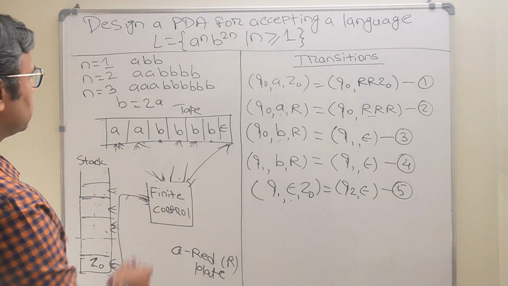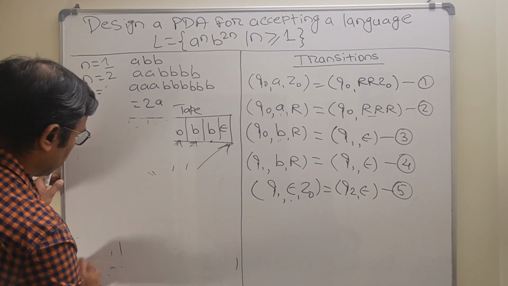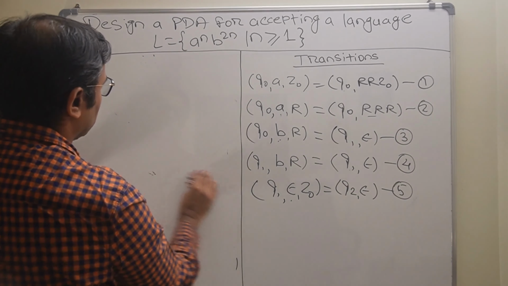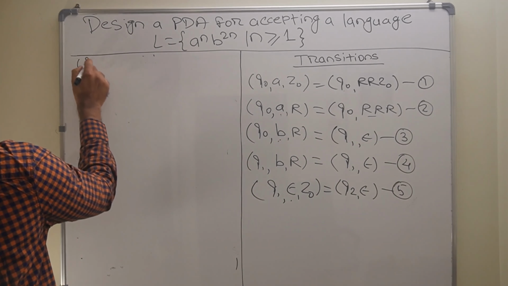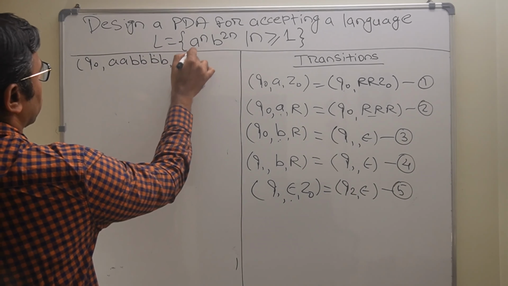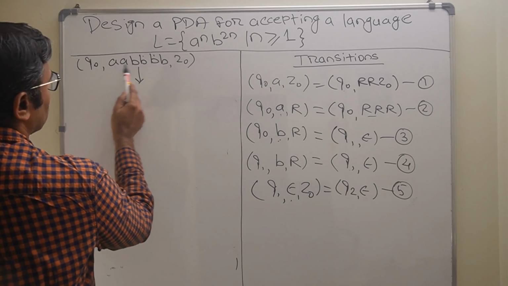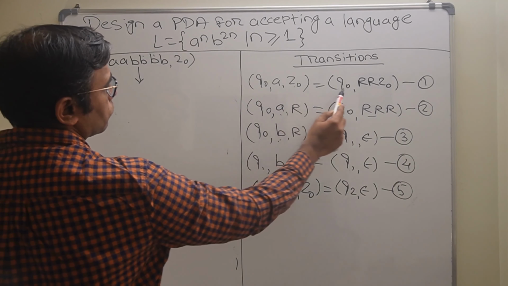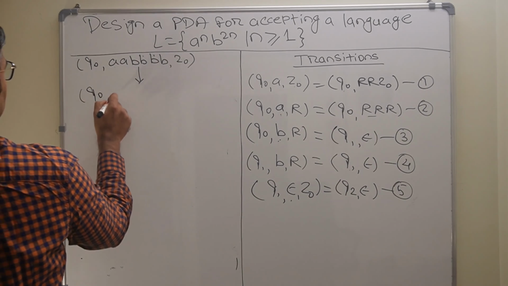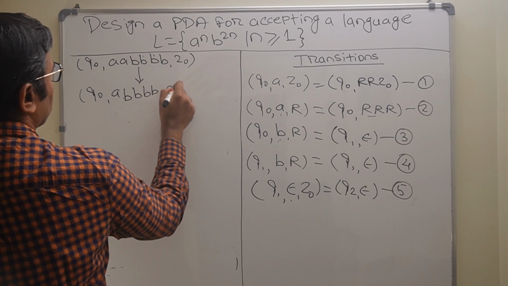Now I will trace these transitions so that you can better understand how they are working. The initial state is Q0. I will start with Q0, then double A, 4 times B, and then the initial stack symbol is Z0. Now how to apply the transition? Q0 state, input symbol is A, Z0 is the stack top symbol. What is the rule? The rule is Q0 A Z0, so I will write Q0 A 4 times B double R Z0.